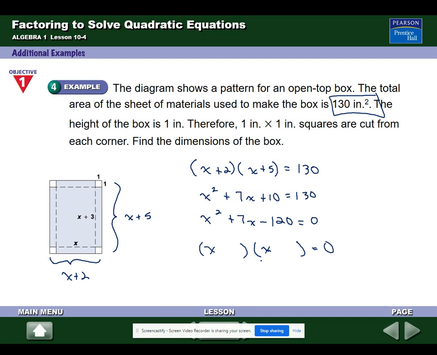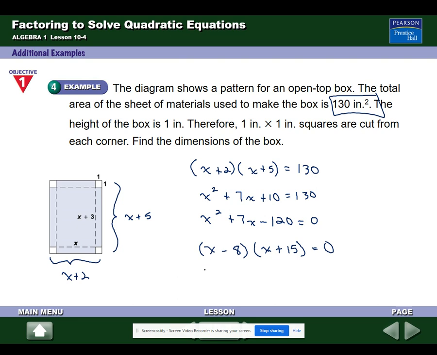Your brain probably gets drawn to 12 and 10, but it's not that. We got to go further out. Yeah, it's going to be 15 and 8. I had to think about that one. 15 and 8 will multiply to give me 120. They're different by 7. We want that to be positive, so this will be plus 15. This will be minus 8. Okay? Now let's continue with the problem.